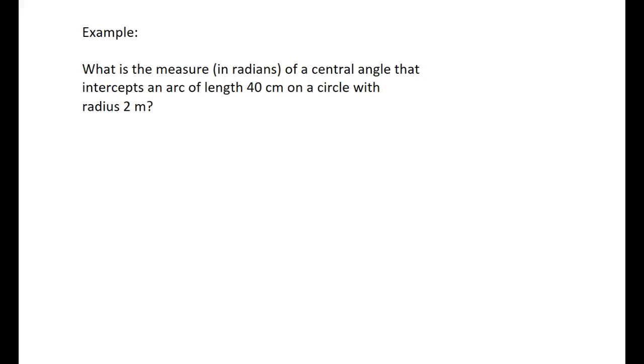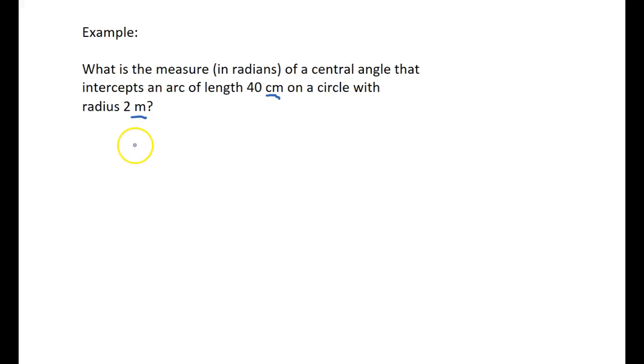So for example, what's the measure in radians of a central angle that intercepts an arc of length 40 centimeters on a circle with radius 2 meters? The first thing you have to watch out for is to make sure that your arc length and your radius are the same units. And so if they're not, you need to convert them.